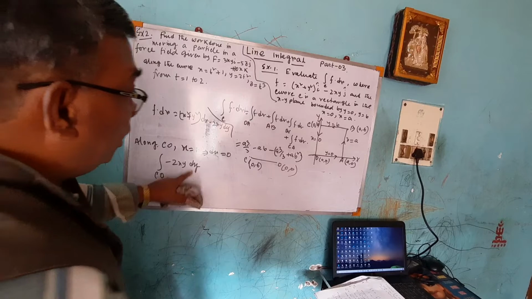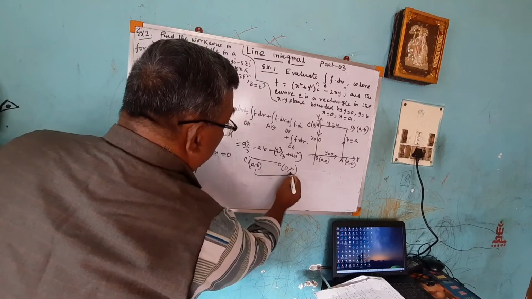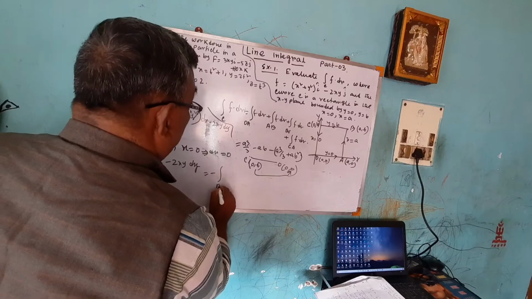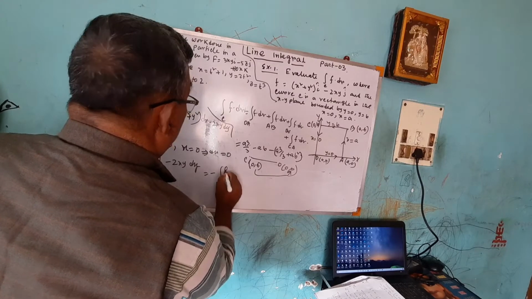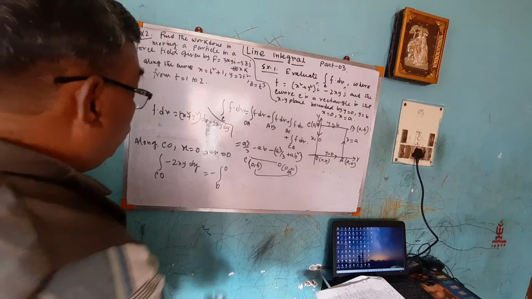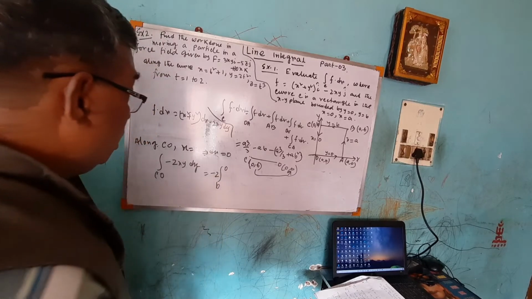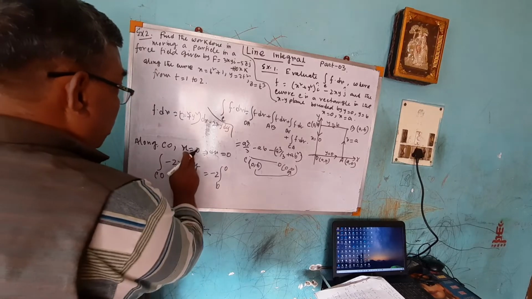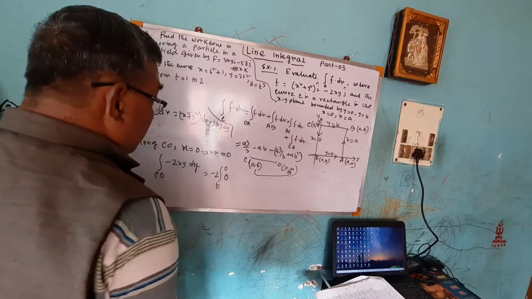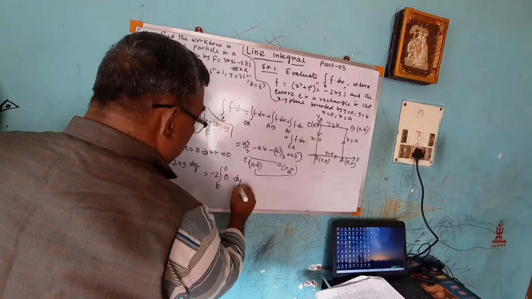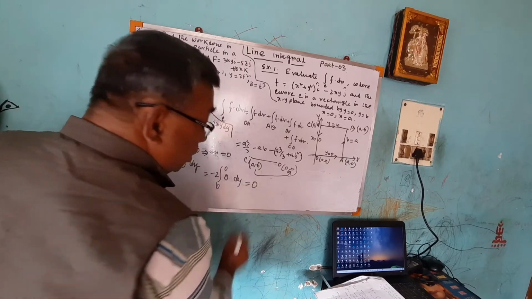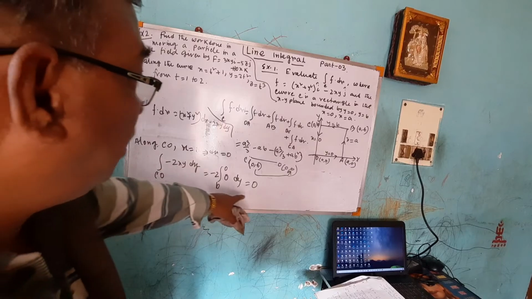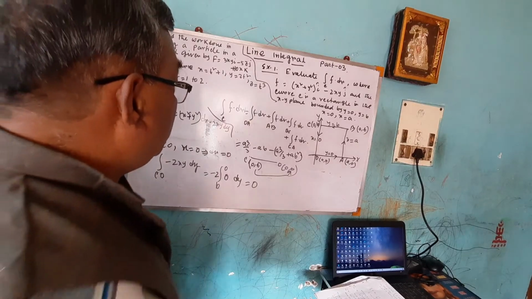Now here is dy, so we have to take the y coordinate, that is b to 0. So minus b²/2, taking the 2 outside. Then what is x? x is 0, so 0 into dy means the total value is 0. So along CO, the integral value is 0.